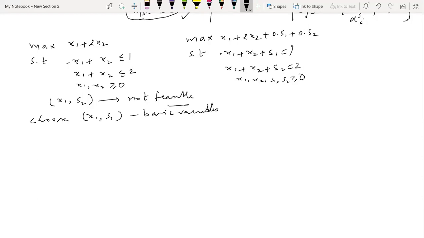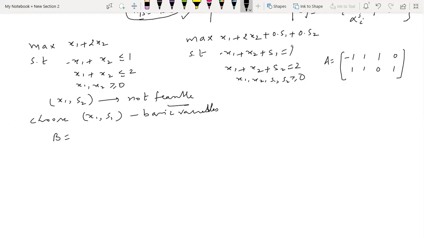Okay, so first we will construct a simplex table corresponding to these variables. If x1 and s1 are basic variables, what is my B matrix? From here, first we construct the A matrix. The A matrix is the coefficient matrix: minus 1 1 1 1 1 0 0 1. Okay, so what is my B matrix? The B matrix corresponds to the variables x1 and s1.